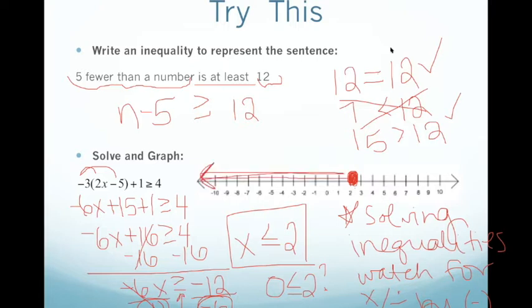If the answer had been no, then I would draw my arrow the other way. I would test 5, for example, or 10. And then I draw the arrow in the direction that gives me a true statement.